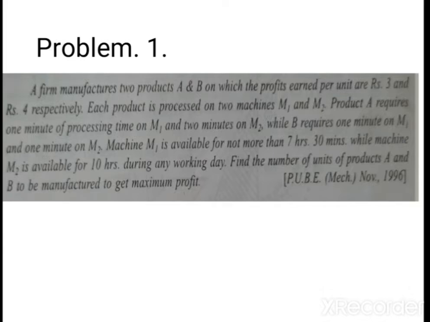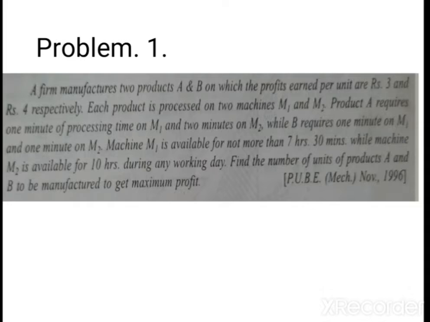See, there are two products. Two products are processed on two different machines. Two products are earning different profits. So what is the question? Find the number of units of product A and product B to be manufactured. So the number of products is what you need to find out. And what is the aim, what is the objective?